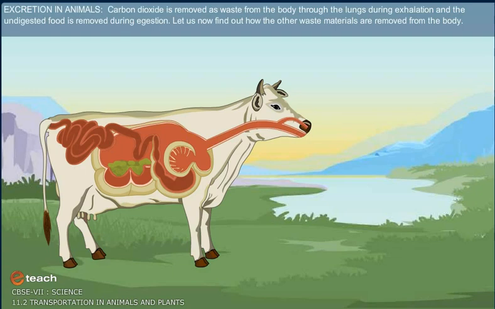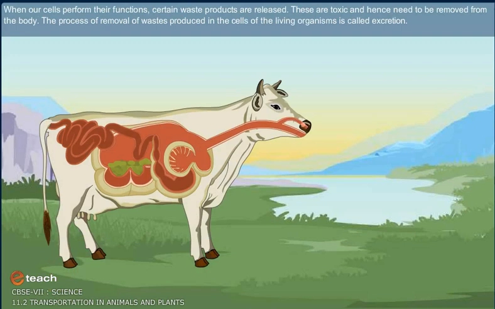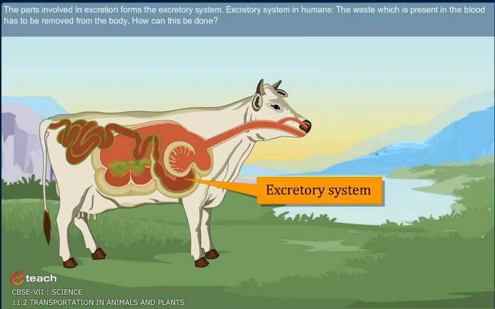Carbon dioxide is removed as waste from the body through the lungs during exhalation, and the undigested food is removed during egestion. Let us now find out how the other waste materials are removed from the body. When our cells perform their functions, certain waste products are released. These are toxic and hence need to be removed from the body. The process of removal of wastes produced in the cells of the living organisms is called excretion. The parts involved in excretion form the excretory system.